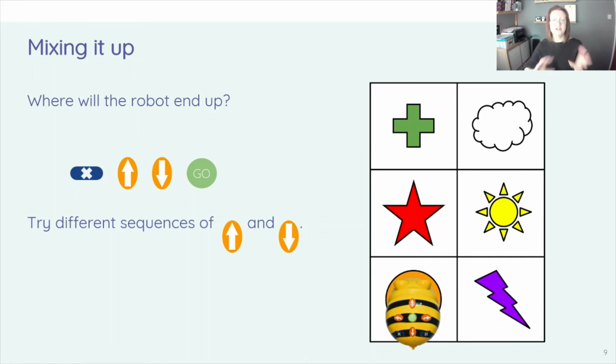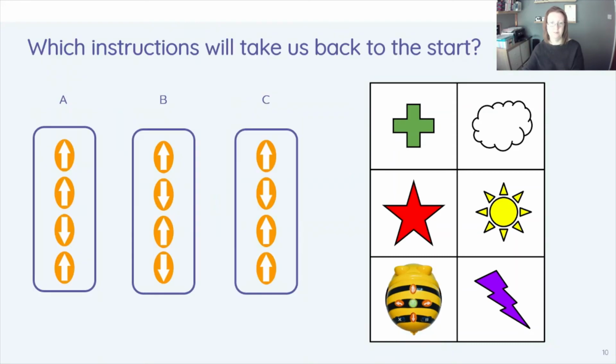And you can try different ways of moving that around. So there's lots of different ways we could do that. We could go forward 2, back 1, forward, back. There's lots of ways. So we can put those instructions together to make different programs.